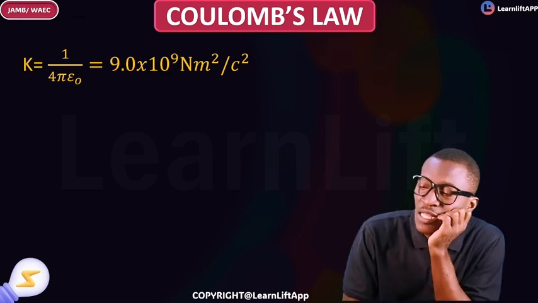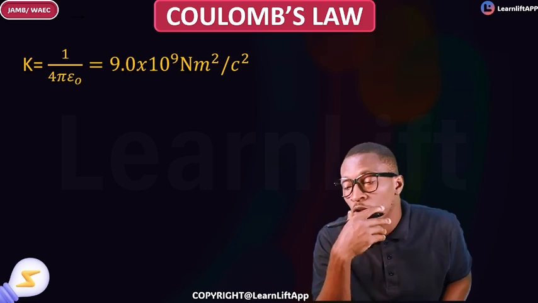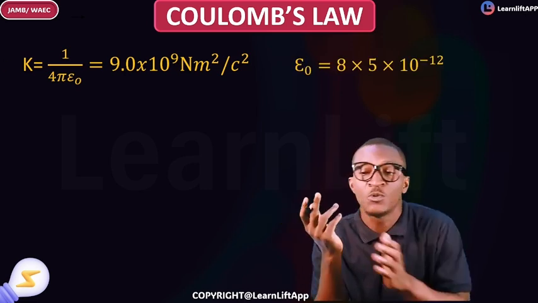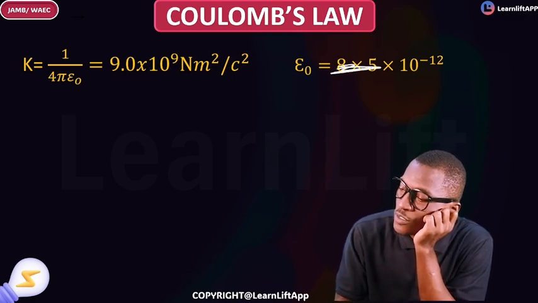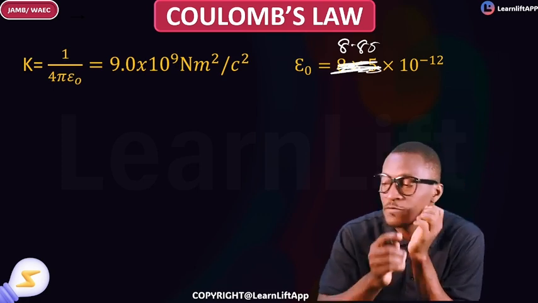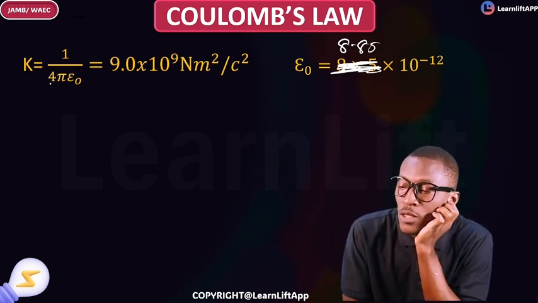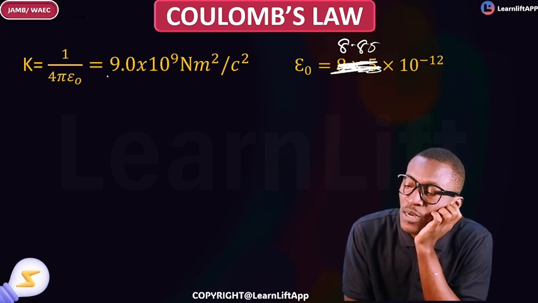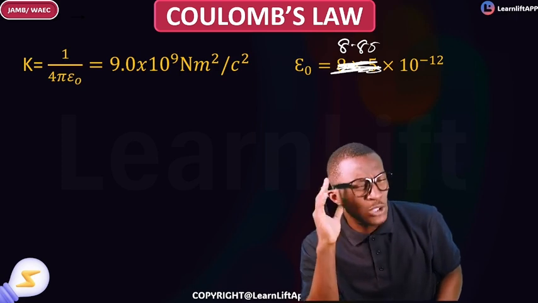Very simple. If I want to prove this, pi is 3.142. What of E0? E0 is a constant, the permittivity of empty space, which is 8.85 times 10 to the power minus 12. So if you put 1 over 4 times 3.142 times 8.85 times 10 to the power minus 12, you are going to get approximately this value. That's how we got the law. Do you understand?